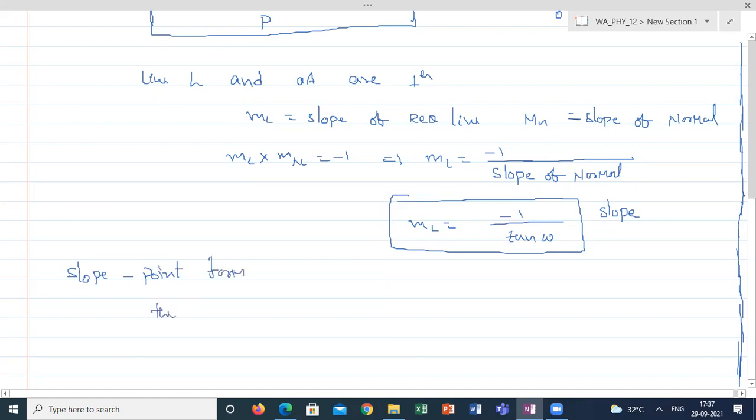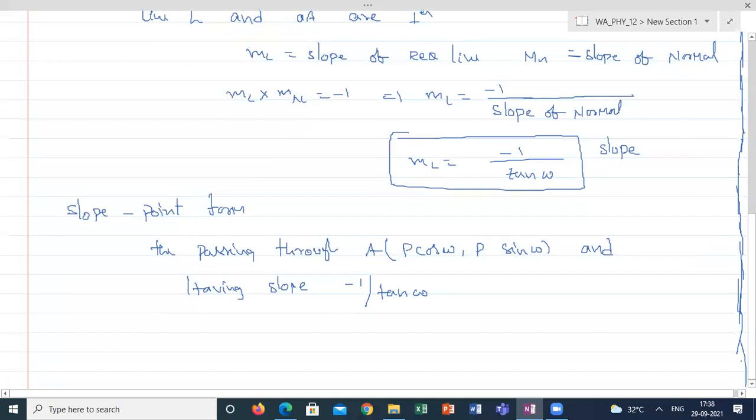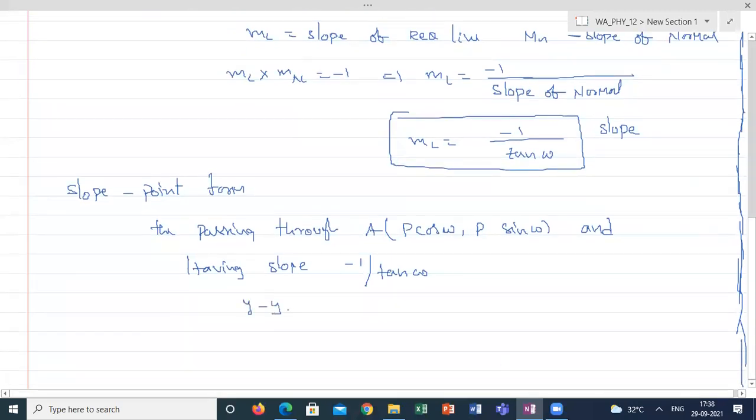So the line passing through A, that is (p cos omega, p sin omega), and having slope -1 by tan omega, or to make it comfortable, minus cot omega. So we know y minus y1 is equal to m into x minus x1. This is your x1, this is your y1, and this is your m in this case.